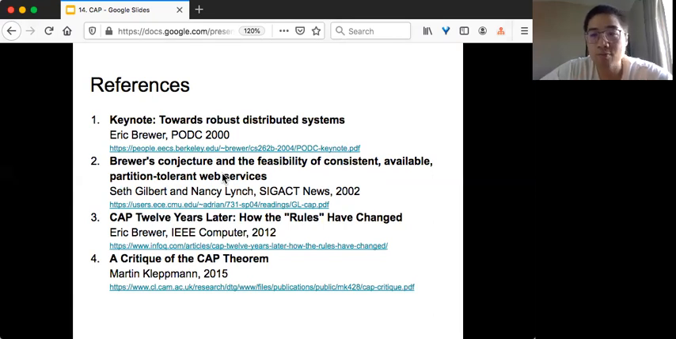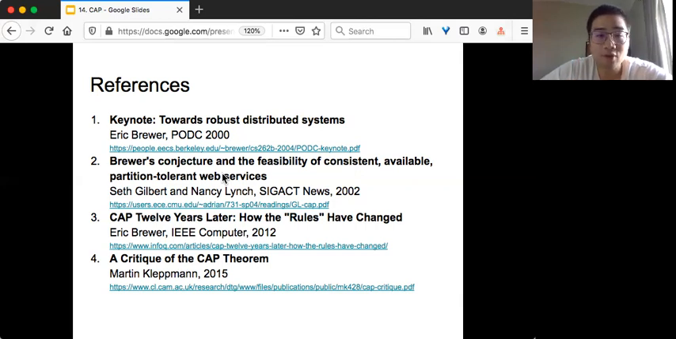So after 12 years, Eric Brewer said, okay, I have to clarify something. So we have this one, CAP 12 years later, and it clarified lots of misconceptions and misunderstandings of the theorem. And later on, Martin also gave a very critical critique on the CAP theorem. He first went through what the CAP theorem is, then what the model is, and then what the divergence from the practical system is, the mismatch between the model and the empirical observation.